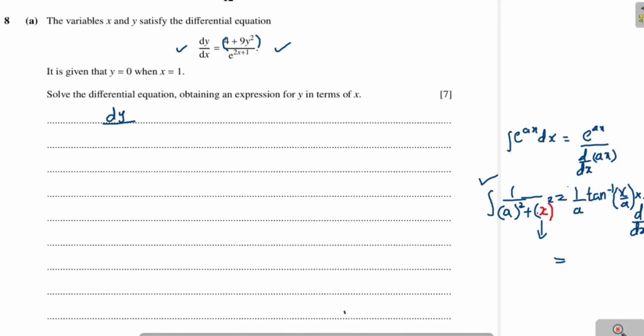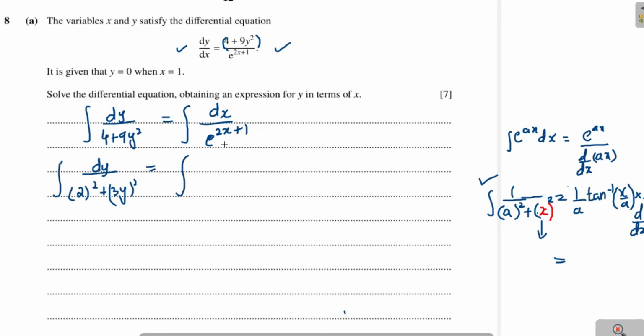That becomes dy over (4 plus 9y square). Similarly, we shift the dx from left to right side, and that becomes dx over e power 2x plus 1. Now, to solve the differential equation, we take the integral on both sides. After taking the integral, we can write dy over (2 whole square plus 3y whole square) integral, and that's equal to integral dx. Now the e power 2x plus 1 we shift from denominator to numerator, and the power becomes negative: e power minus (2x plus 1) dx.